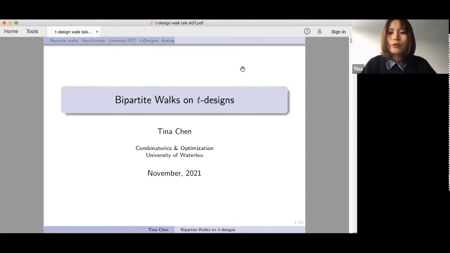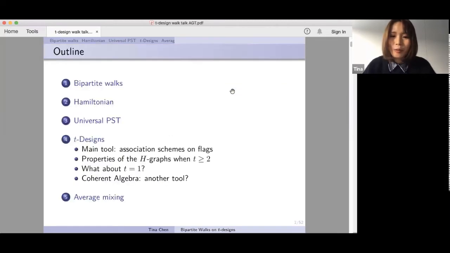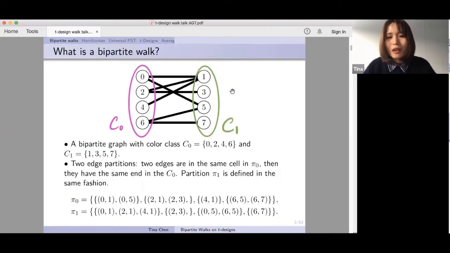And today I'm going to talk about a discrete quantum walk model called bipartite walk. So the first thing we need is a bipartite graph. Given a bipartite graph, we can have two parts based on its two color classes. Here in this example, we have two parts, C0 and C1.